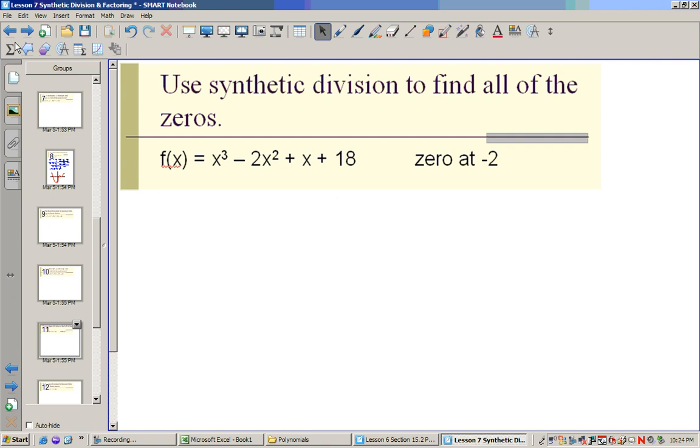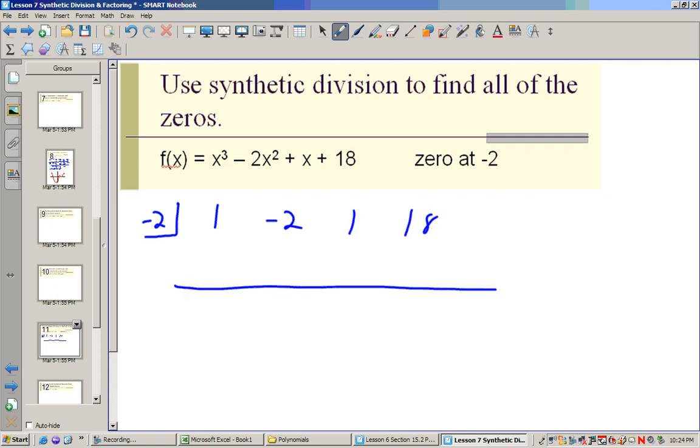All right, so now we have one more problem for you to do. Pause the video and see how well you can do with this one. All right, hopefully you're done. It has a zero at -2. So that's 1, -2, 1, and 18. So 1 times -2, that'll be -4. That'll be 8, 9, and -18. So this would be 1x squared minus 4x plus 9.